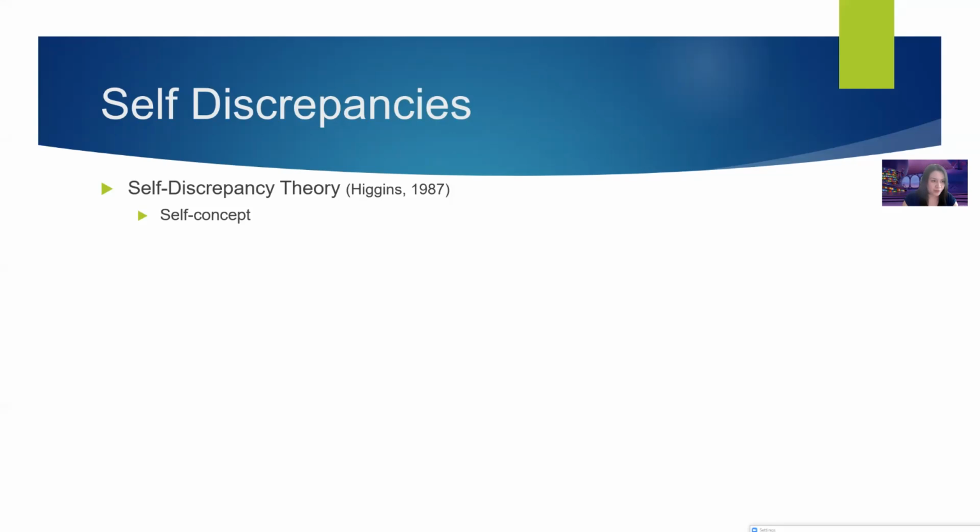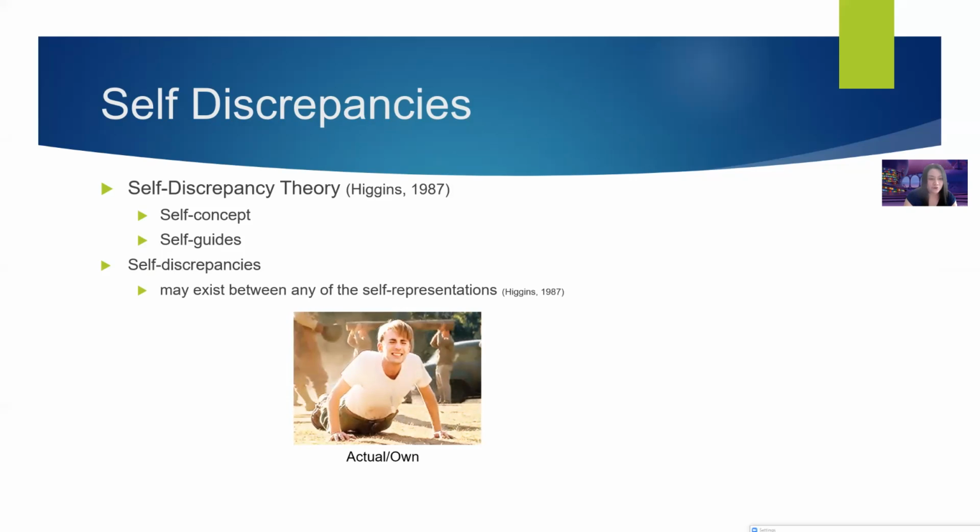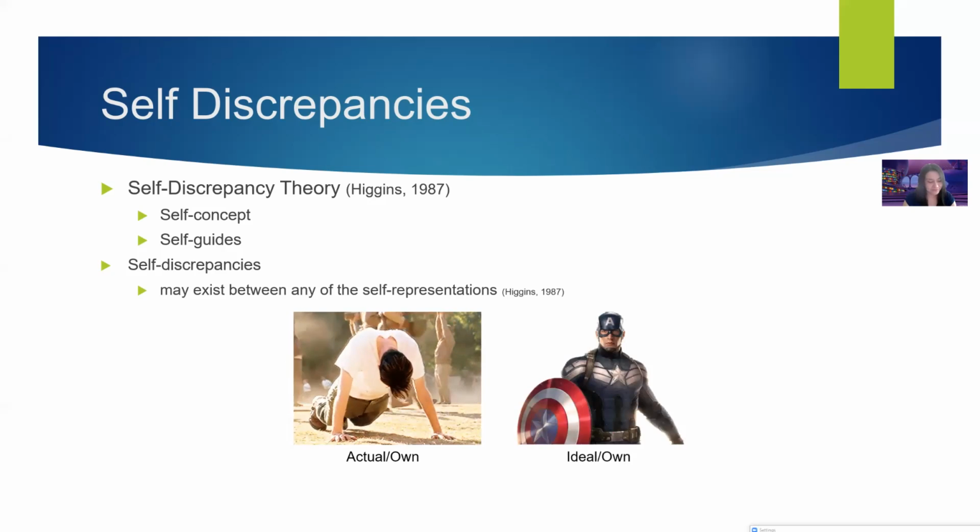The actual own and actual other representations make up what is known as the self-concept, whereas all of the other representations act as self-guides. And self-guides help people identify which traits to work toward. When there is a gap between the actual own, actual other representations, and any of the other representations, we have what is referred to as a self-discrepancy. So for example, if a person has an actual own, ideal own discrepancy in the trait of athleticism, then the extent to which they believe they are actually athletic differs from how athletic they would ideally like to be.